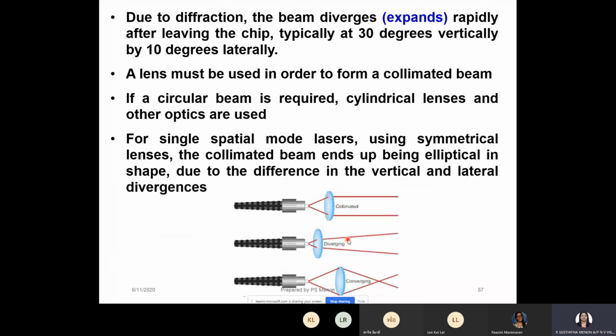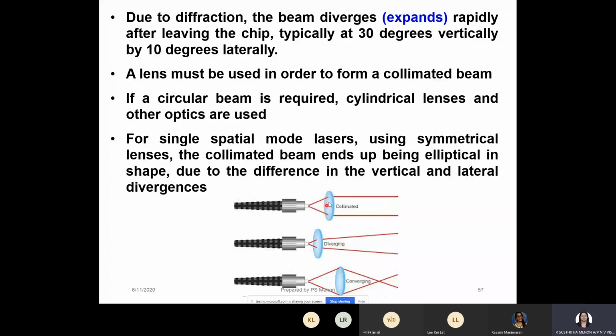So due to diffraction, the beam diverges, expands rapidly after leaving the chip. So this is a chip, this is a laser pointer. When it leaves a laser pointer, it diverges. And if you want to use it for a particular application, you must use a lens.